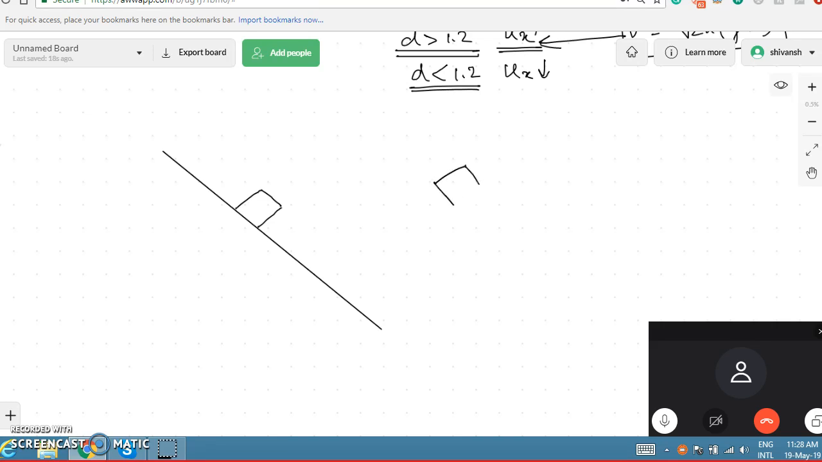Now I'm going to start writing the forces on it. So this is the normal reaction, obviously. This is the force of gravity, correct? This force of gravity will have two components. There will be mg cos theta, where theta is this angle. I hope you know that. And this will be mg sin theta, right? What else is given?